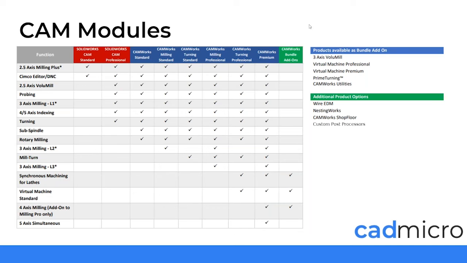Okay. I just want to talk about the CAM modules that are actually available through CAD Micro and through SOLIDWORKS CAM and CAMWorks. So basically with SOLIDWORKS CAM standard, that's the SOLIDWORKS CAM module that would come directly with your SOLIDWORKS seat. So any version of SOLIDWORKS standard, premium, professional. And that's going to be included if you are on subscription.